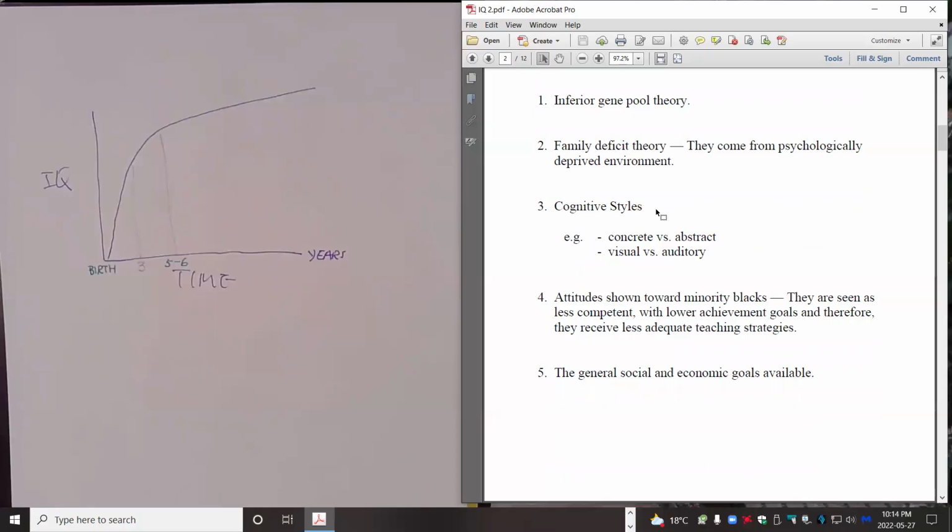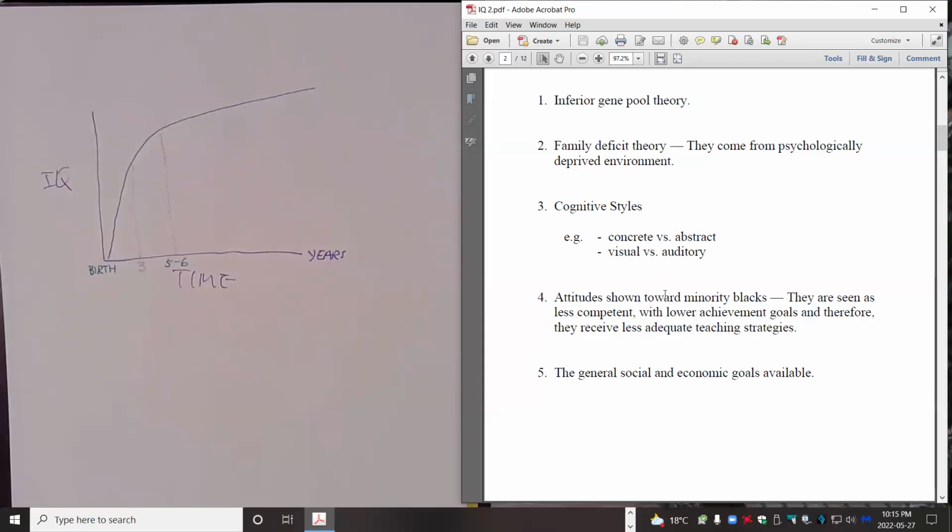Okay. Cognitive styles, concrete versus abstract, say 7 to 11, concrete operational stage, abstract once they turn 12 and once they engage in formal operations, visual versus auditory. Now, the thing is we know there are individual differences, not just between the Black group and the White group, but within the Black group and within the White group, within the Asian group, we have lots of variabilities. Therefore, this theory is not correct because statistically we could prove that these are not the case.